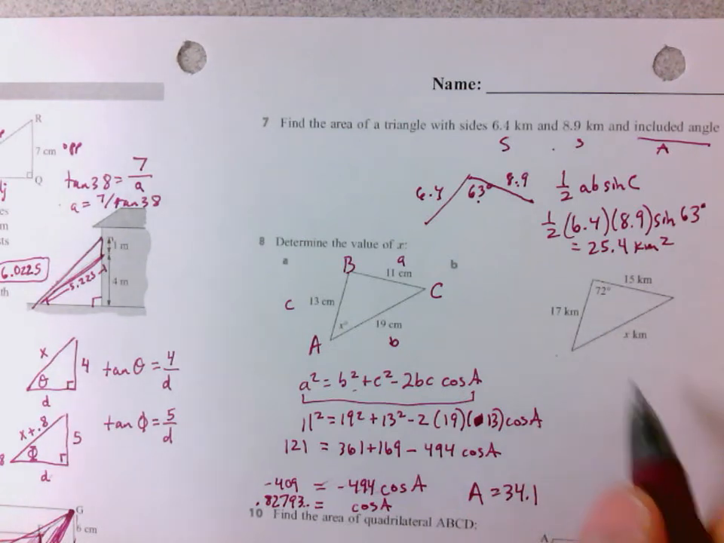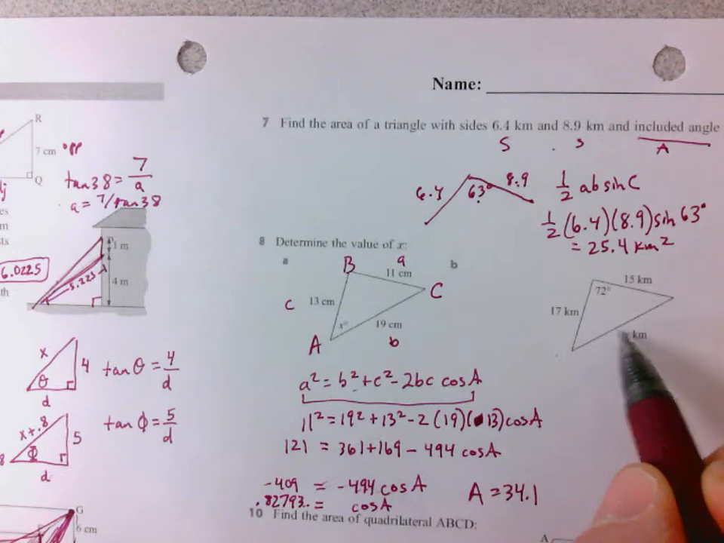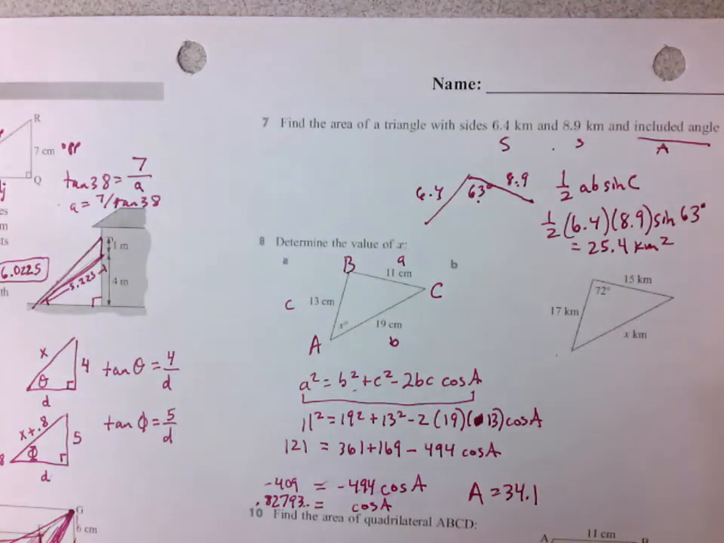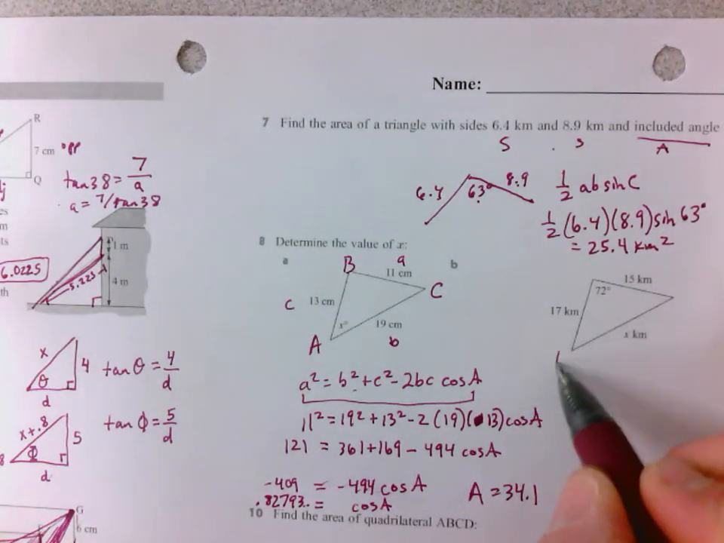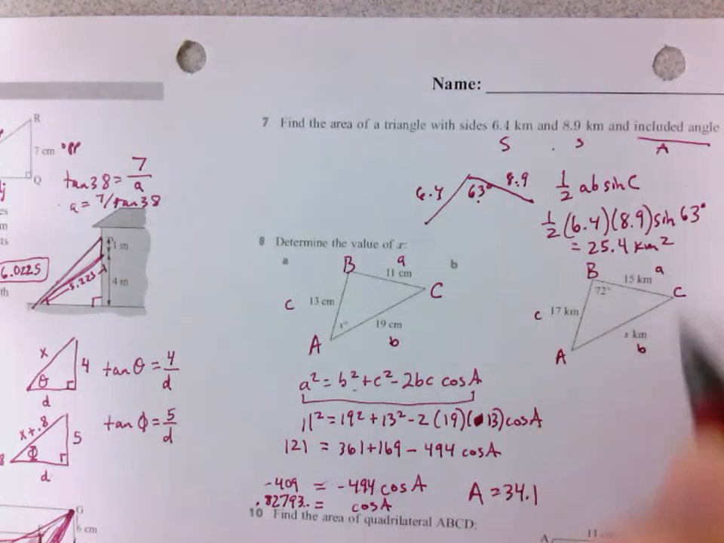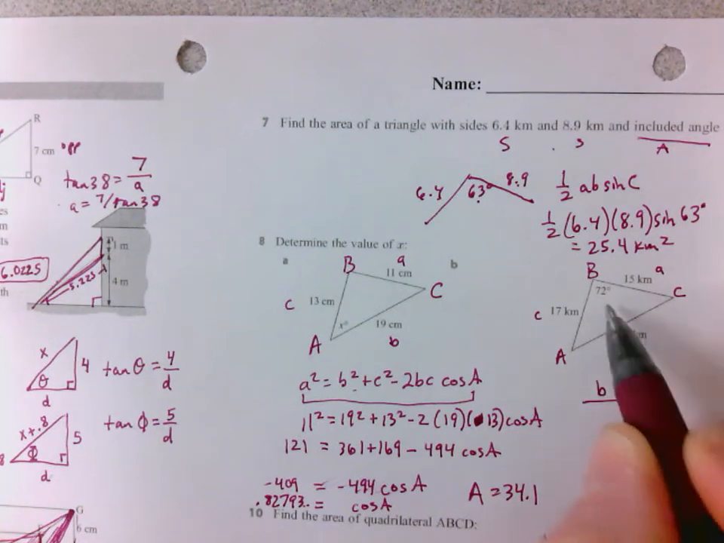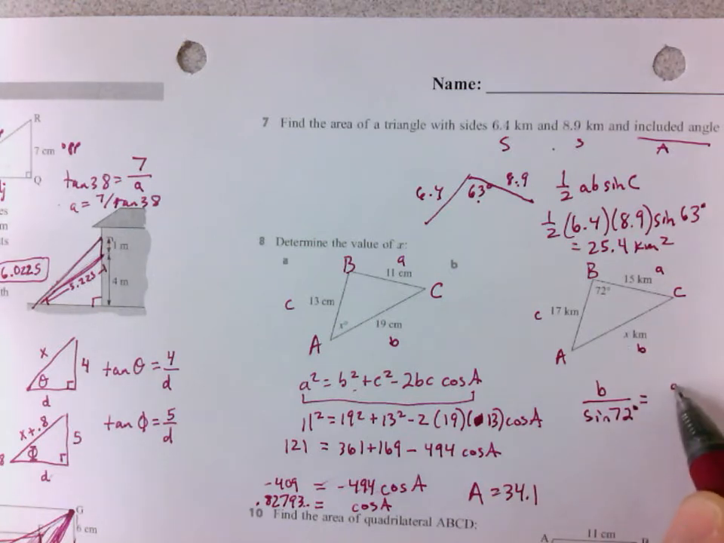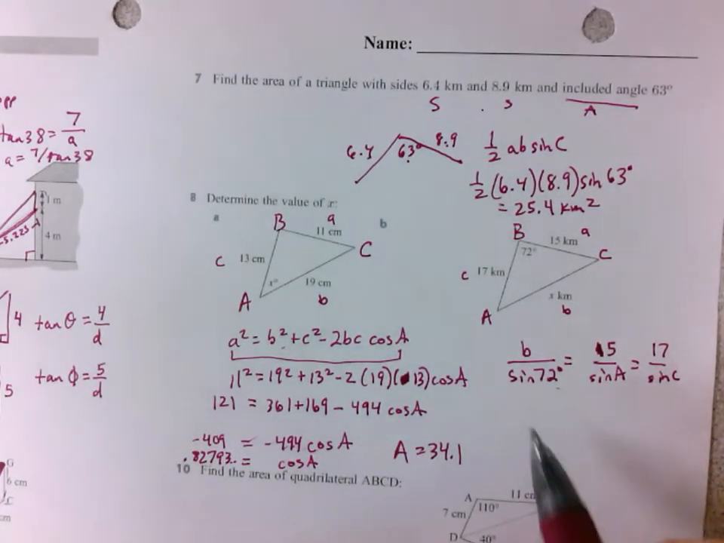Now this one's a little tricky because I have my three sides. I have an angle, but I don't know the side across from the angle. So let's see, can we do law of sines? If I call this A, B, C, little b, little c, little a. So b over the sine of 72 equals a, which is 15, over the sine of A equals c, which is 17, over the sine of C. I don't have any that's just numbers. So law of sines is out there.